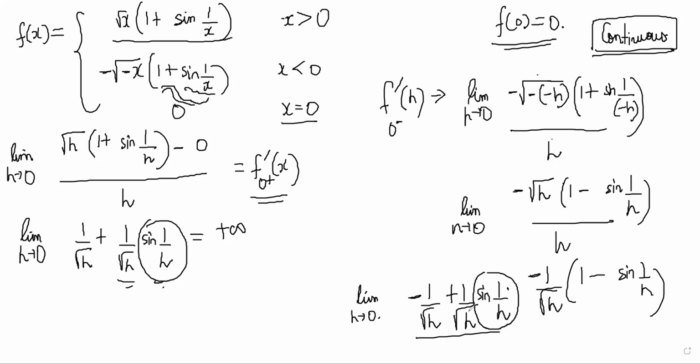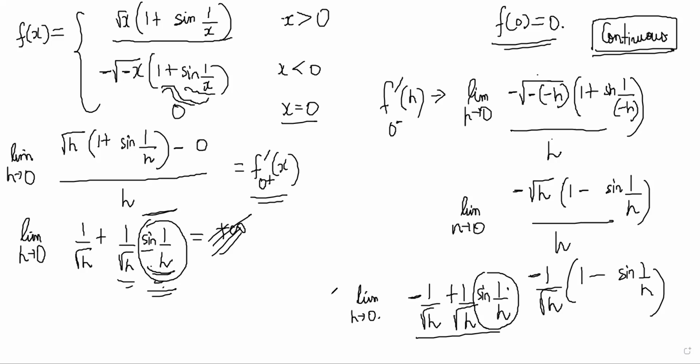This value also, by the way, we're not sure about. We cannot say that this is positive. 1 by h is positive, but sine of 1 by h is very large, no? So we don't know whether it is positive or not. We don't really know actually.